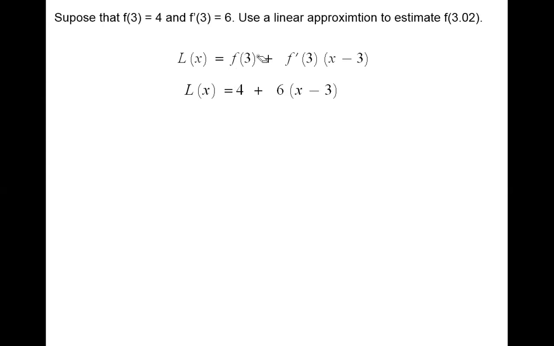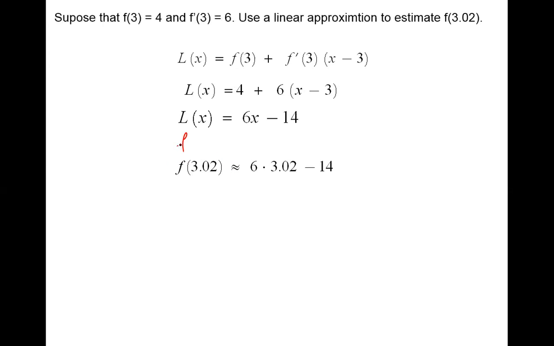F of 3 is 4, f prime at 3 is 6, and then 6 times x minus 3. And now what I have to do, I don't have the equation of the function, but I know that I have to approximate a value of the function at 3.02. Okay? I did simplify.